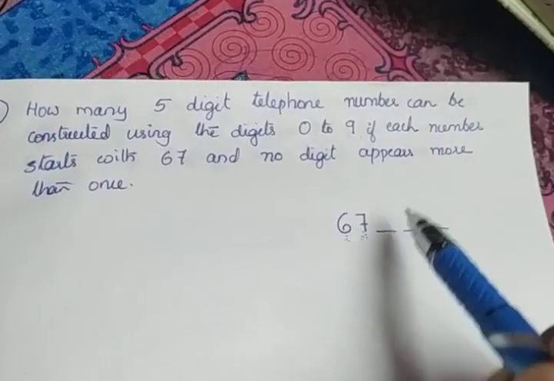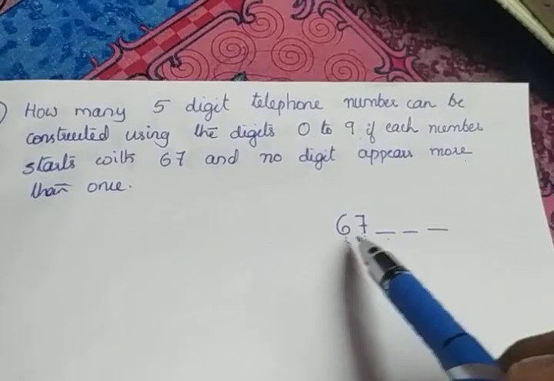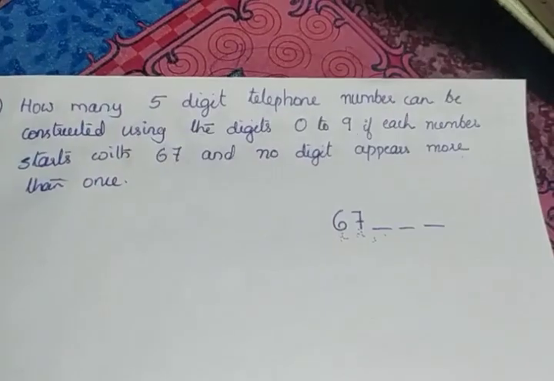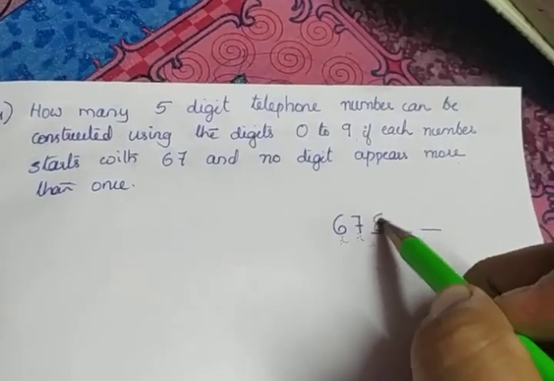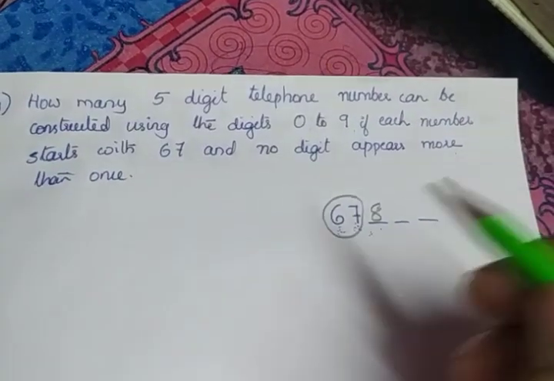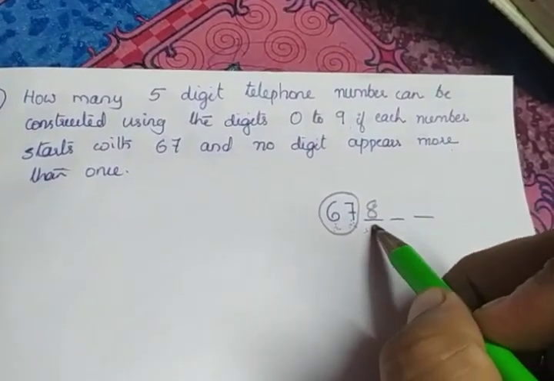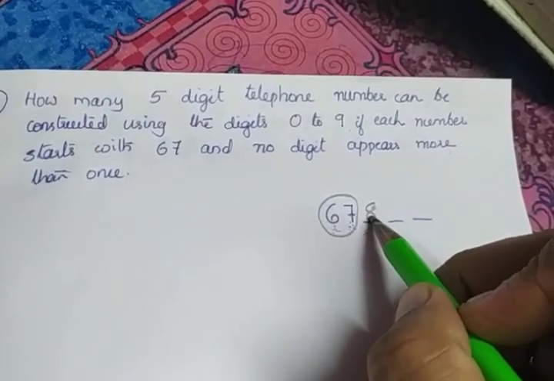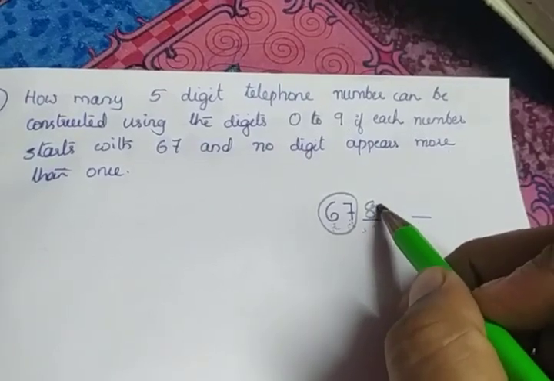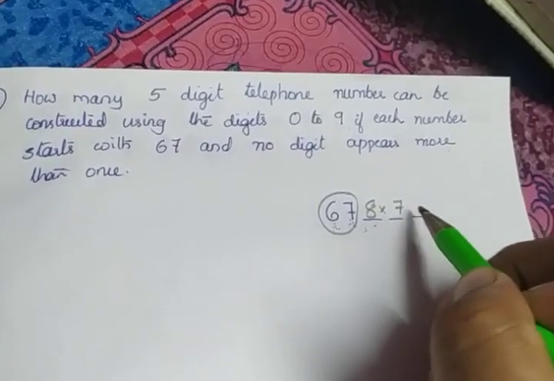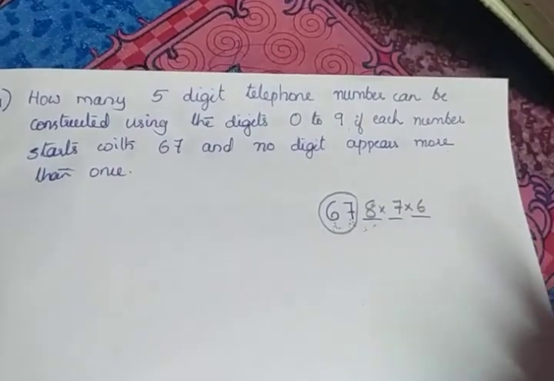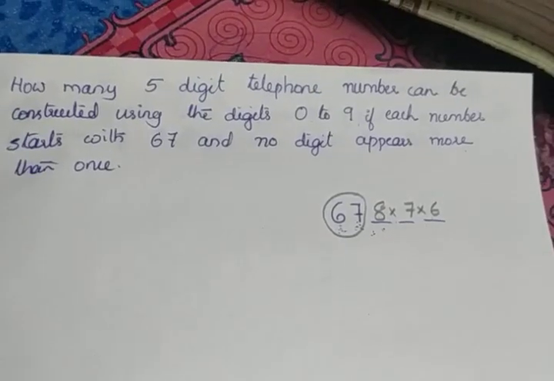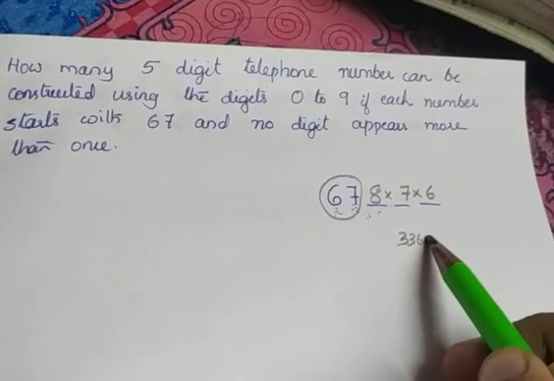No digit appears more than once, so we are not able to fill these gaps with 6 or 7. Out of 10, 2 are already used. So in how many ways can this place be filled? This place can be filled in 8 ways. The first 2 places are filled with 67. And 3 digits are already used, isn't it? So in how many ways can the next place be filled? 7 ways. And in how many ways can the last place be filled? 6 ways. So the total number of possible ways is 8 into 7 into 6, which is 336 ways.